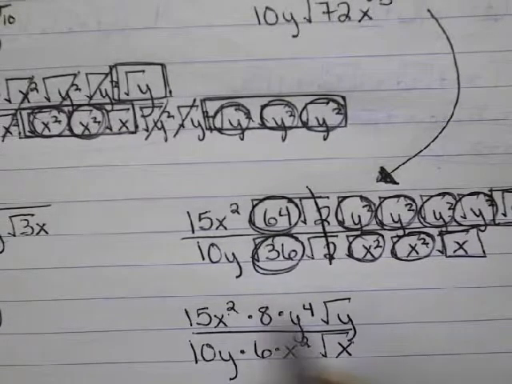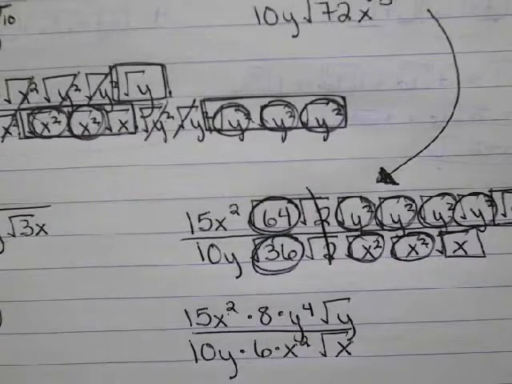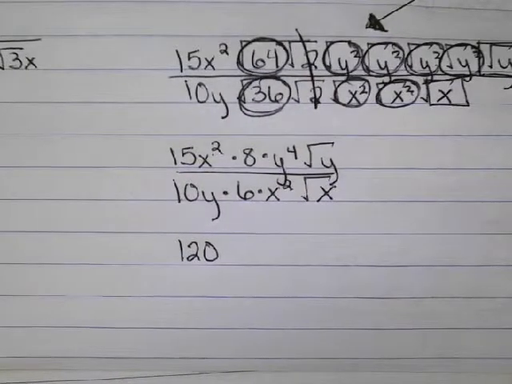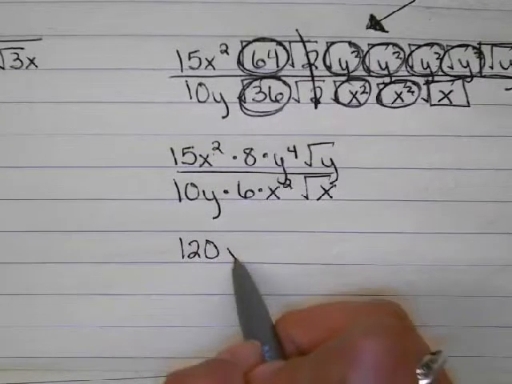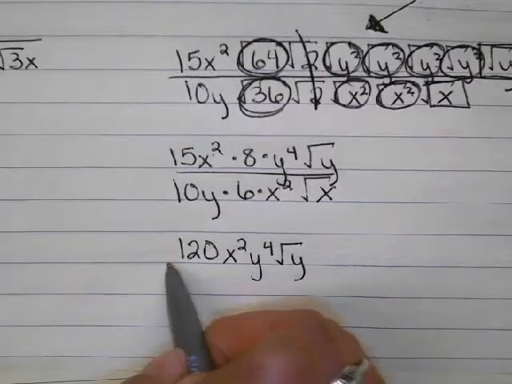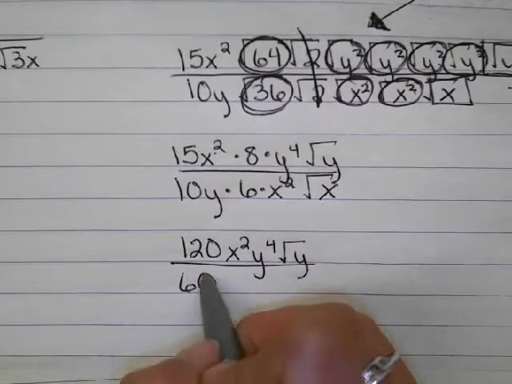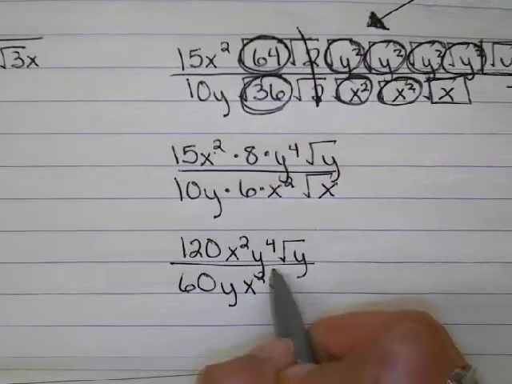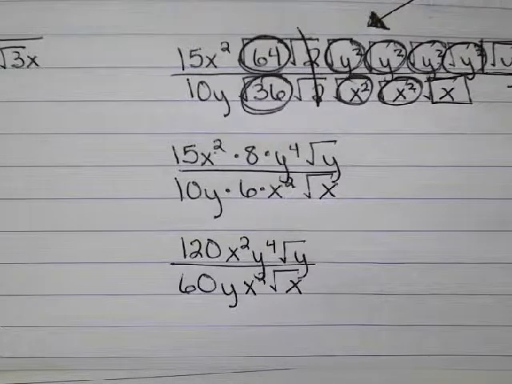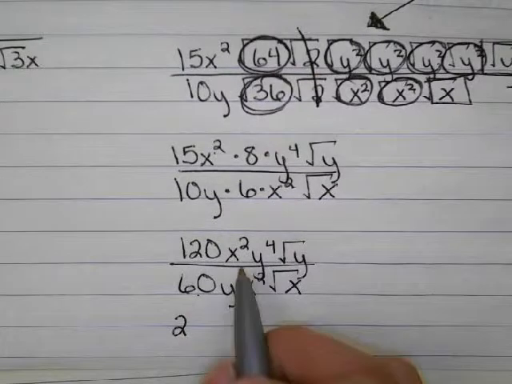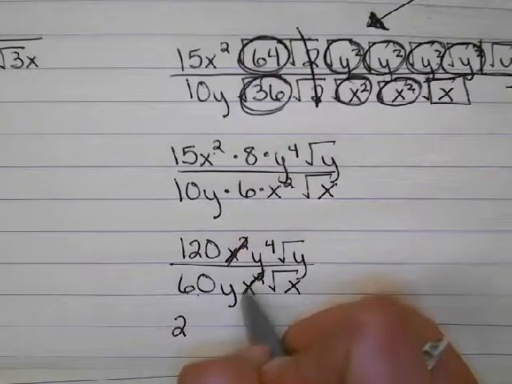15 times 8 is 120. I get 120. X squared, y to the 4th, radical y, over 10 times 6 is 60, y, with an x squared here, radical x. Now, 120 divided by 60 is 2. X squared over x squared, those will go away.